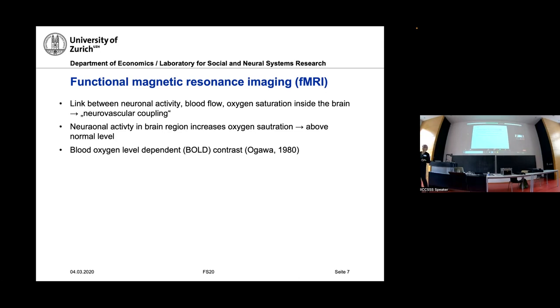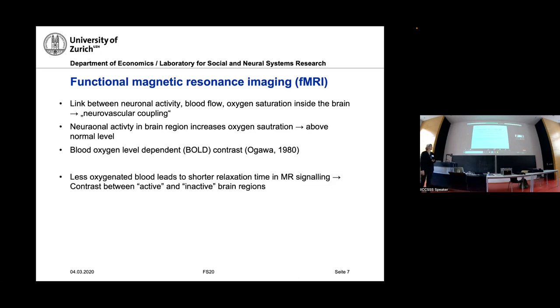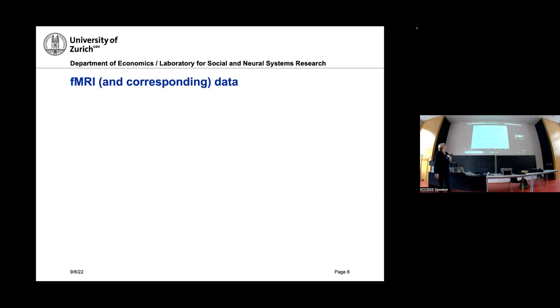Mr. Ogawa figured this out in 1980, which is quite a while ago. Then it took a few years before it was possible to acquire this and translate it into an imaging signal. In this MR signaling, by giving pulses on the brain and acquiring relaxation times, meaning how long the tissue needs to get back to the normal state, you can detect differences between brain regions that are active and some that are not active.